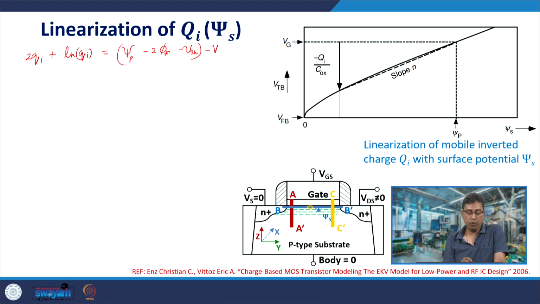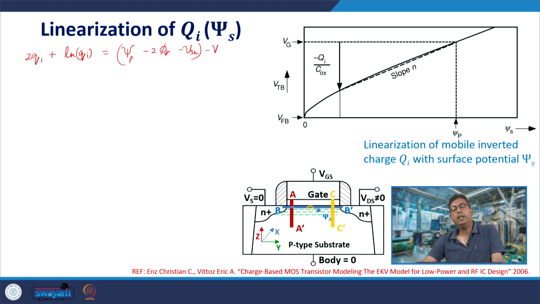Suppose the value of V is very small. What is V? V is the local channel potential. Now, chi p is a function of gate voltage. We had seen that. So, for any gate voltage, what is that value of surface potential where the inversion charge can be considered to be 0.